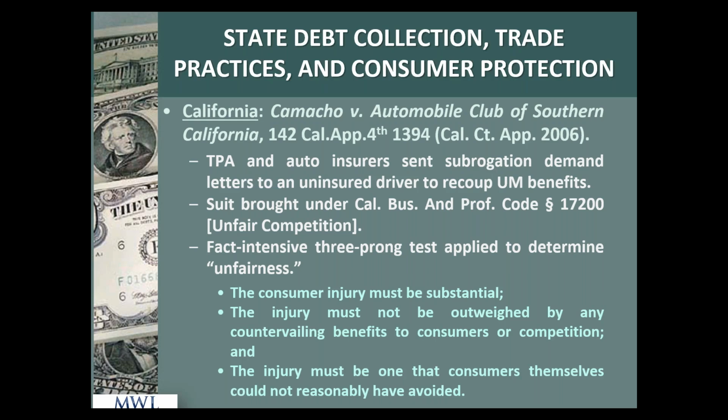But the long story short is you have the TPA and auto insurers. They paid out uninsured motorist benefits, started sending demand letters, trying to recover on these third-party claims, rather than actually recognizing tort liability to pay the claim and attempt to settle it. So they contacted an attorney who brought a suit under the California Business and Professions Code, section 17200. It's unfair competition.